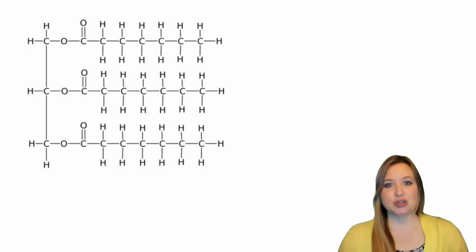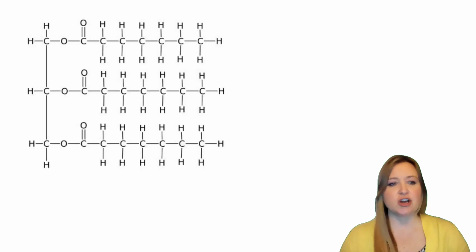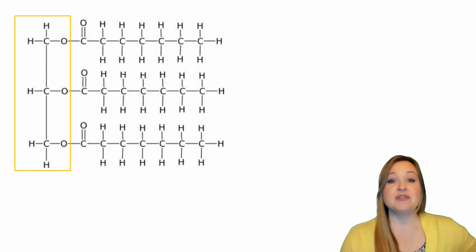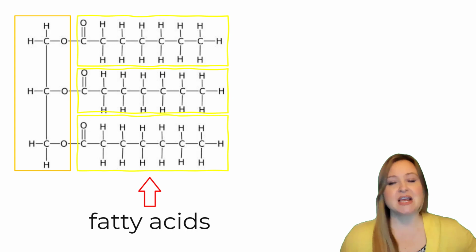This is another way of looking at the molecule. We're looking at a line drawing here. And here we can see that was the glycerol part of the molecule, right? With the 3 carbons and the 3 oxygens. And then we have the 3 fatty acid chains that are attached to that glycerol molecule.